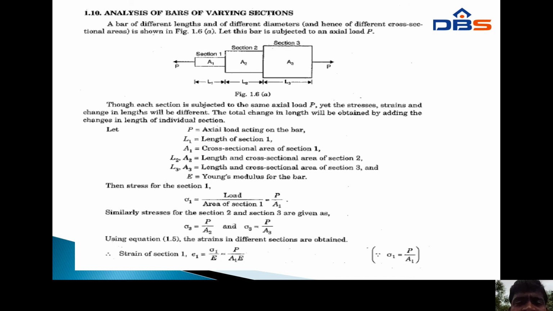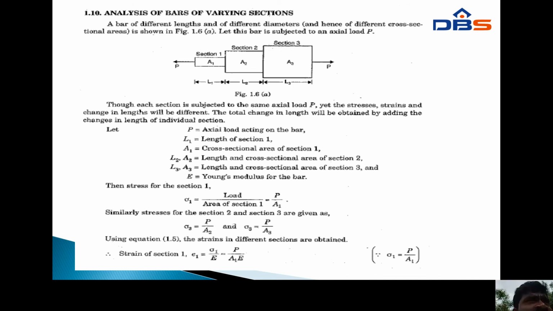Next, P is the axial load acting on the bar. L1 is the length of section 1. A1 is the area of section 1. L2, A2 are the length and cross-sectional area of section 2. L3, A3 are the length and cross-sectional area of section 3. Next, E equals Young's modulus of the bar. Now, the stress at section 1.